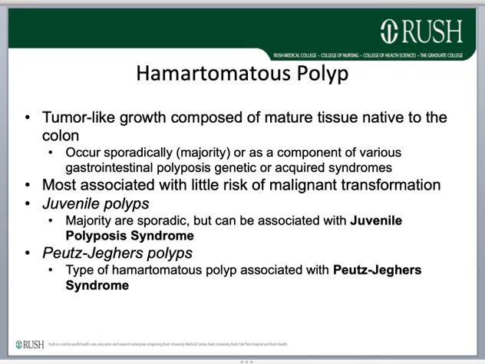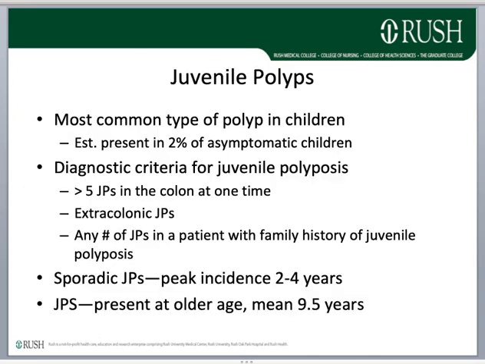Hamartomatous polyps can be further divided into juvenile polyps, the majority of which are sporadic but can be associated with juvenile polyposis syndrome, and Peutz-Jeghers polyps, which are a type of hamartomatous polyp specifically associated with Peutz-Jeghers syndrome. Sporadic juvenile polyps are the most common type of polyp diagnosed in children and are estimated to be present in as many as 2% of asymptomatic children.